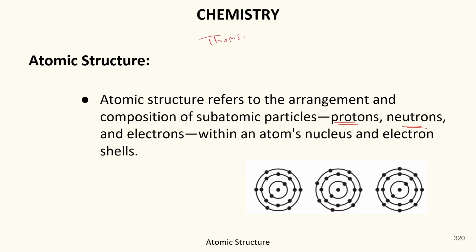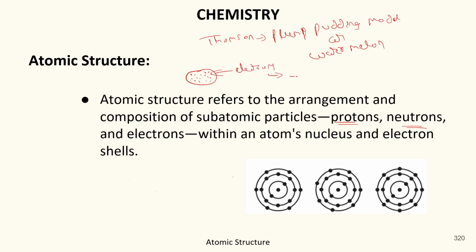Thomson model, also known as plum pudding model, or watermelon model. And why is it called a watermelon or plum pudding? Let me explain. Basically, he said that atom is in a spherical shape, and thereafter it has some dots inside it, and these dots are basically the electrons, or you can say the negative charge particles.